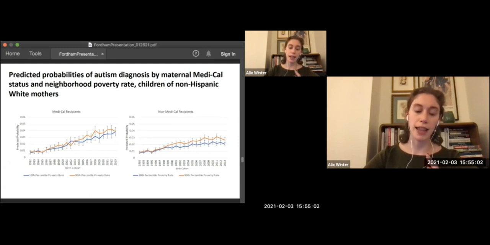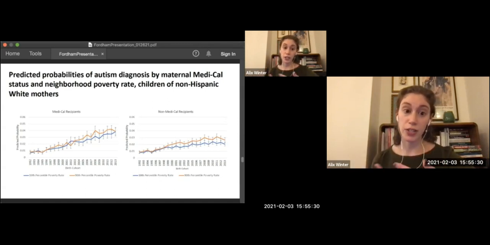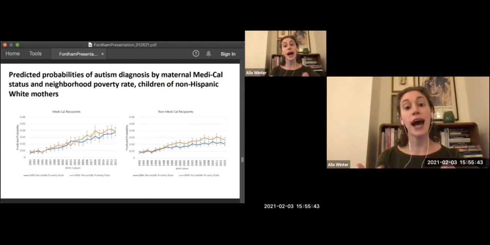We see on the left that neighborhood poverty doesn't really matter for the likelihood of receiving an autism diagnosis for families who receive Medi-Cal. The confidence intervals for the two lines largely overlap. But for families who don't receive Medi-Cal, shown in the graph on the right, those in lower poverty neighborhoods are a little less likely to be diagnosed with autism than those in higher poverty neighborhoods. So among children of high SES white mothers, whose rates of autism diagnosis we've seen have been plateauing relative to the other social groups we've looked at, it's high SES white families in high SES neighborhoods for whom the plateau is most pronounced.